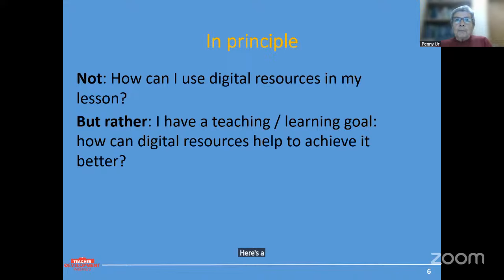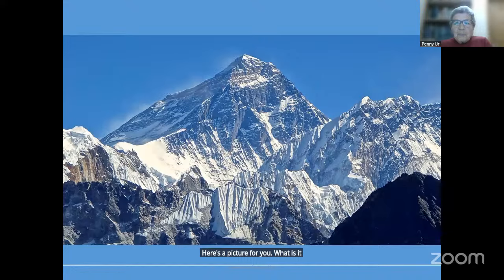Here's a picture for you. What is it? Anyone want to write in the chat box what this is a picture of? No writing yet. Maybe the chat box is not working? Not sure. But the answer is, it's Mount Everest.